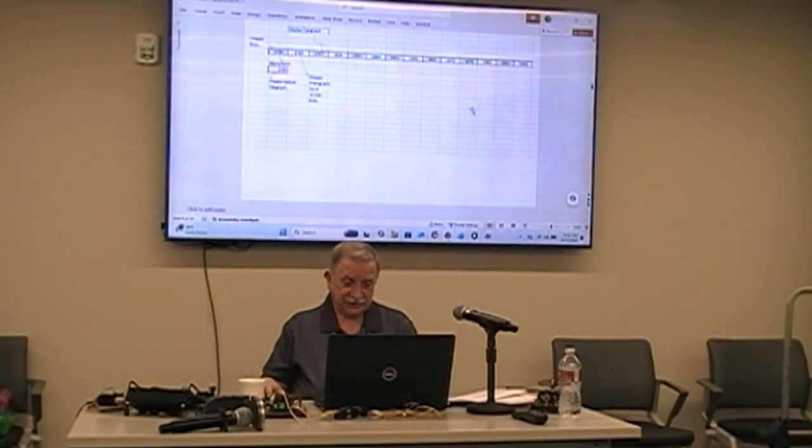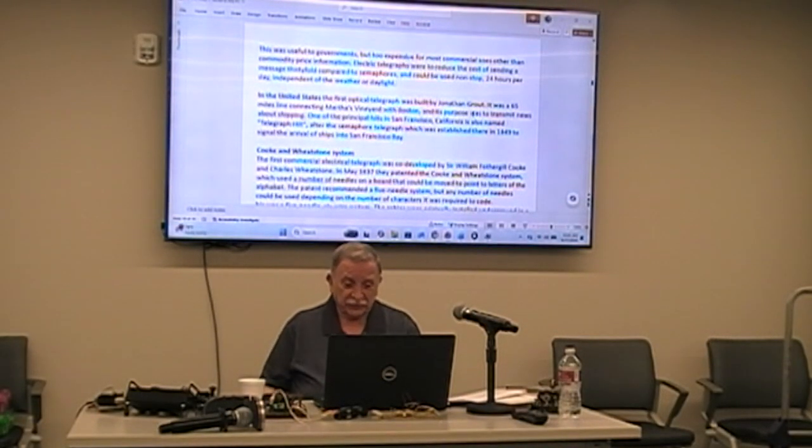We'll just skip that. That's a time chart there. So this was useful for government, but it's very expensive for commercial uses. If you wanted to send messages about your business or something else, it was very difficult. You had to pay a lot of money. And of course, when the telegraph came about, it really made that a lot better.